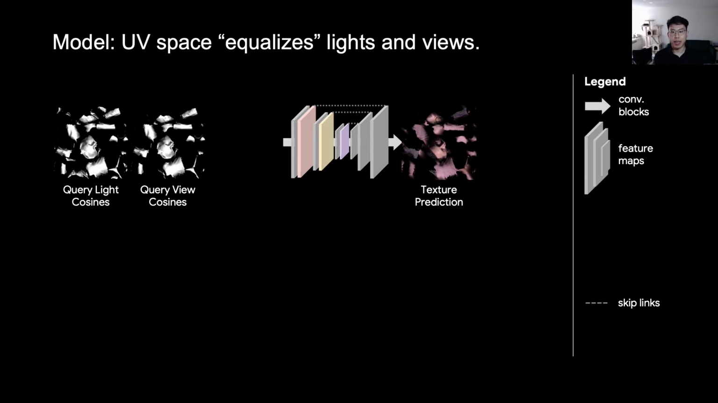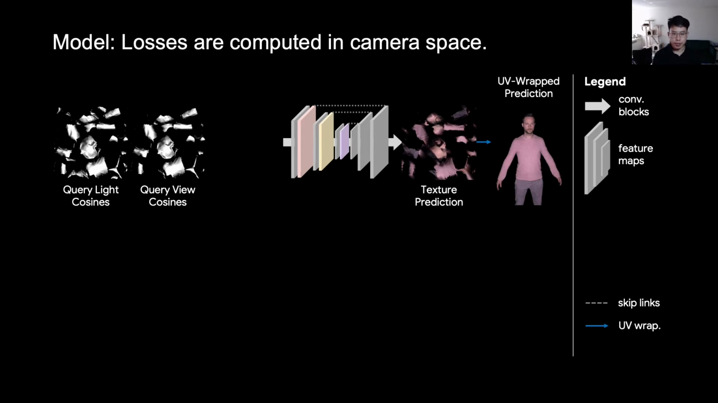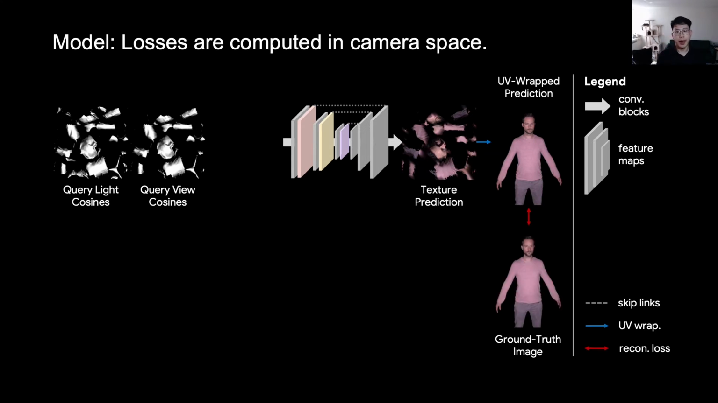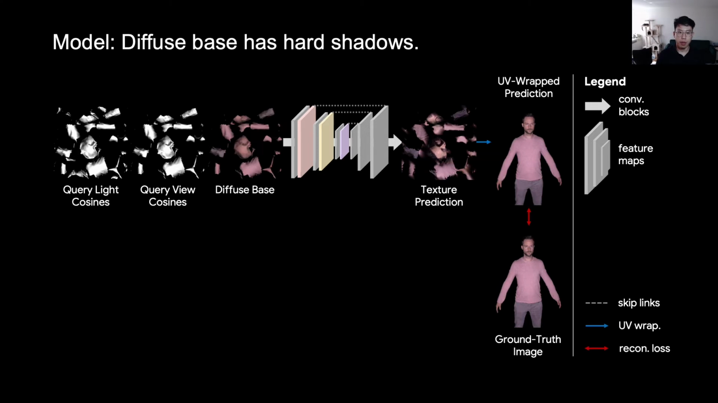We then ask the network to predict the RGB values for each texel. The predicted texture map gets then resampled back to the camera's perspective and compared against the ground truth captured image. We also feed in a physically correct diffuse-based rendering, so that the network does not need to learn the albedo and hard shadows from scratch.